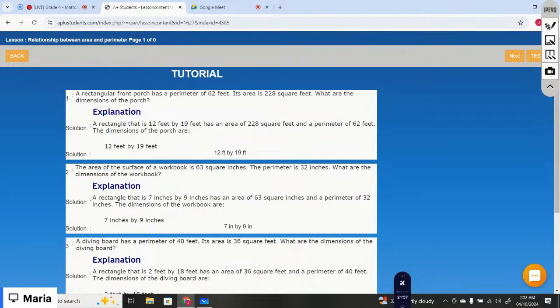So basically, the area and the perimeter of the shapes are related, right? What is the relationship between them? We are going to see here. So just listen to me carefully. A rectangular front porch has a perimeter of 62 feet. Its area is 228 square feet. What are the dimensions of the porch?